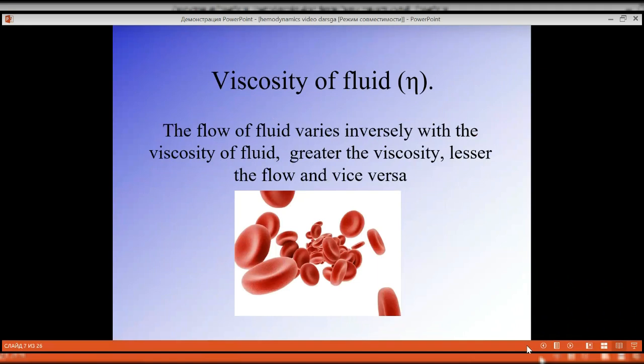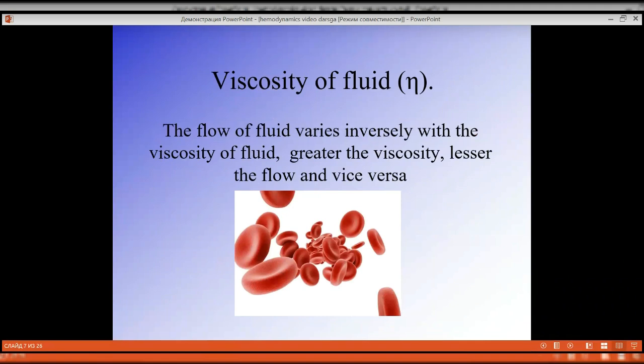Viscosity of the fluid: the flow of fluid varies inversely with the viscosity of the fluid. The greater the viscosity, the lesser the flow, and vice versa. It means that normally we have a normal blood viscosity, which is near 5. With this normal number for viscosity, we have normal blood flow.